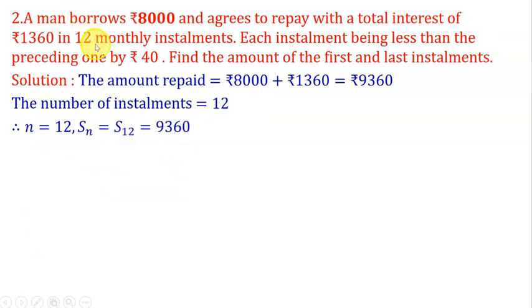A man borrows rupees 8,000 and agrees to repay with a total interest of rupees 1,360 in 12 monthly installments. Each installment being less than the preceding one by rupees 40. Find the amount of the first and last installment. The man borrowed 8,000, and the interest on it is 1,360. He has to repay in 12 months, and each installment is 40 less than the previous installment.